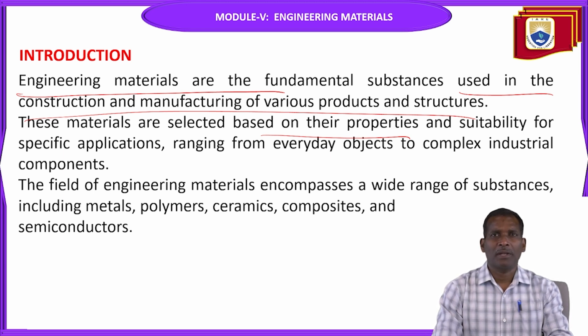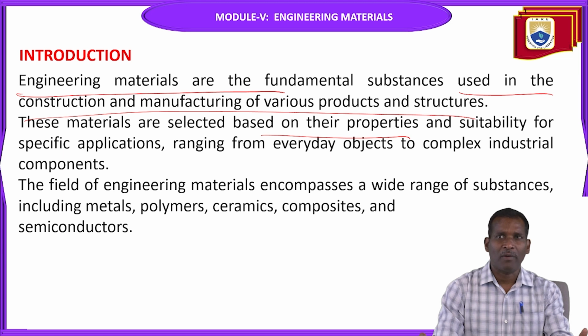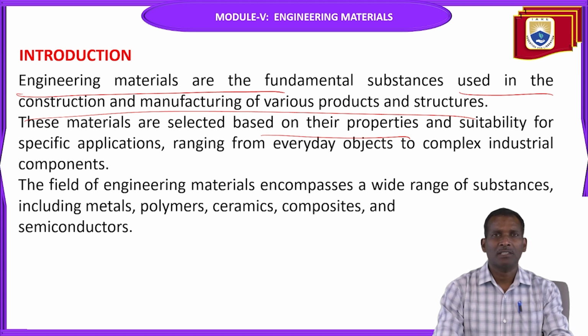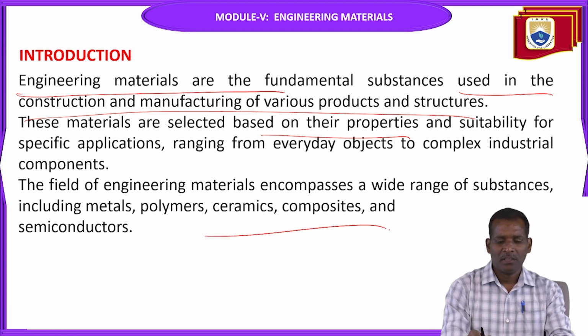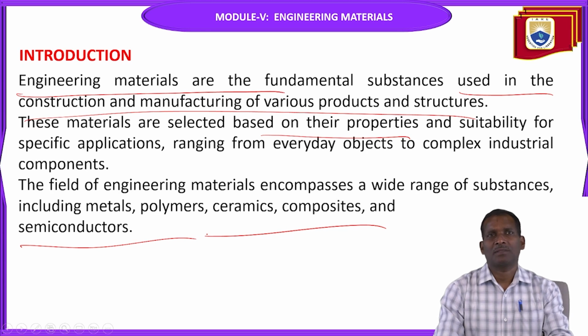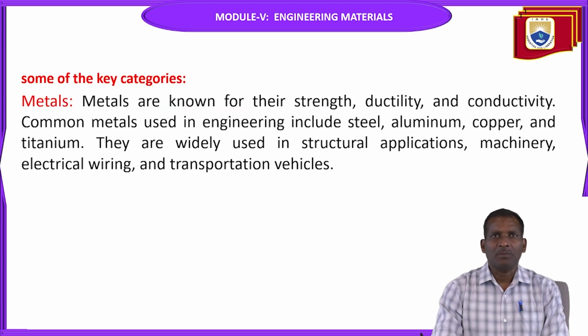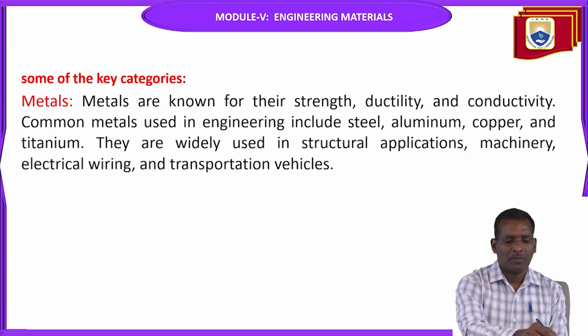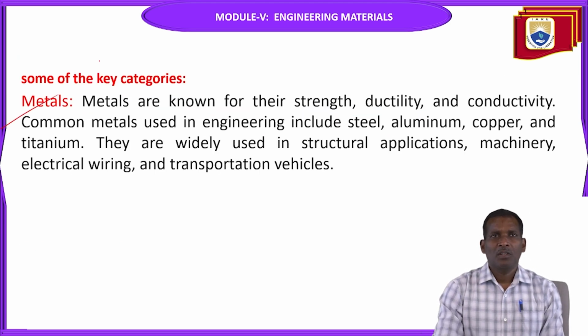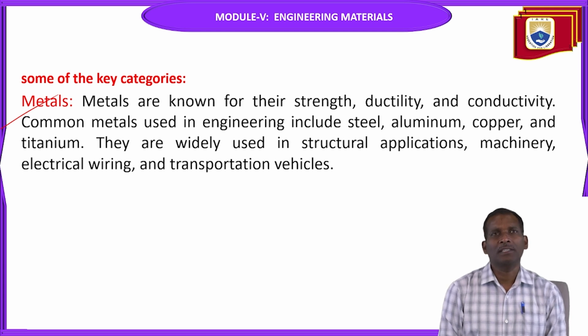The field of engineering materials encompasses a wide range of substances including metals, polymers, ceramics, composites and semiconductors. Here are some of the key categories. The first one is metals. Engineering materials are classified into two main categories: metals and non-metals.